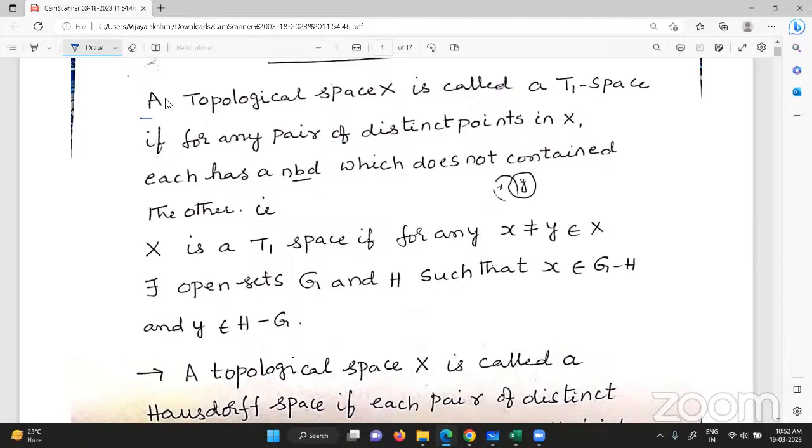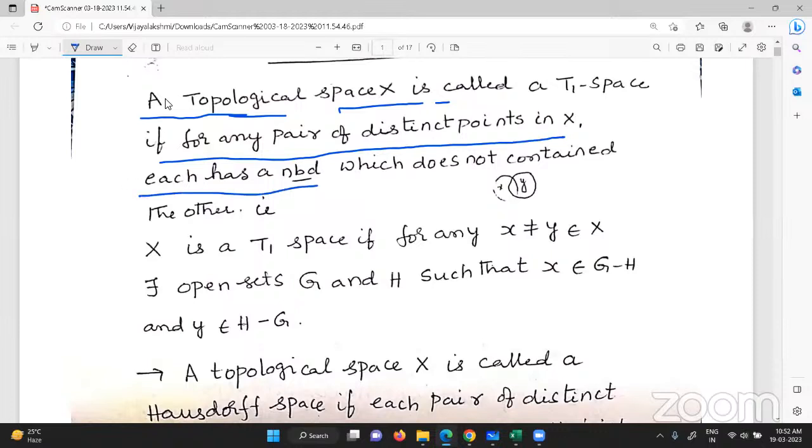See, I told you yesterday, a topological space X is called a T1 space if for any pair of distinct points in X, each has a neighborhood which does not contain the other. That means X is a T1 space if for any x not equal to y belonging to X, there exist open sets G and H such that x belongs to G minus H and y belongs to H minus G. This is a T1 space.